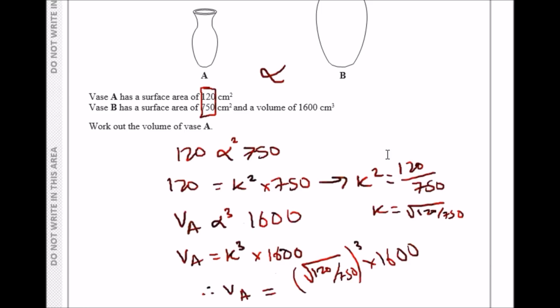Now, I don't know what that gives us, so I need to work it out too. So yeah, that's pretty much the main idea. When you're working with areas and volumes, you need to put squares and cubes on the k, because remember, this is all scale factor.